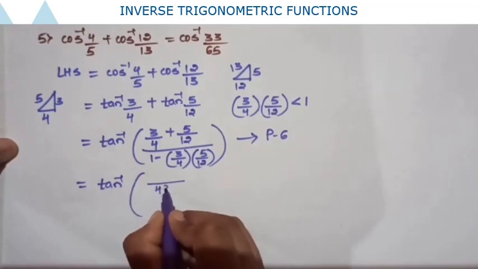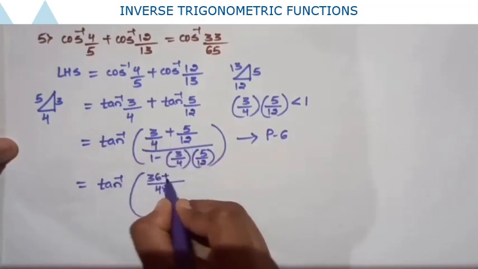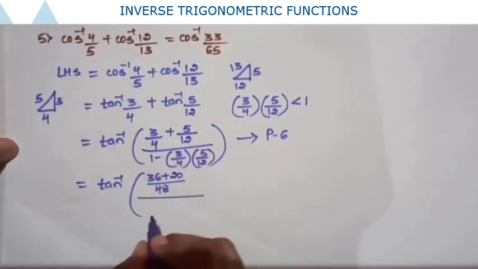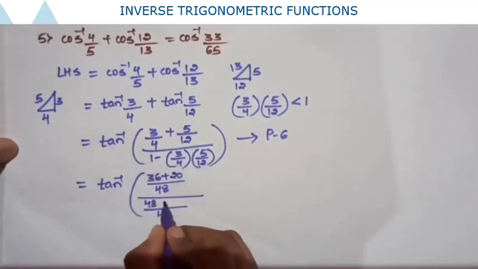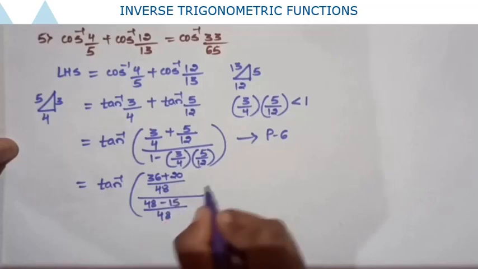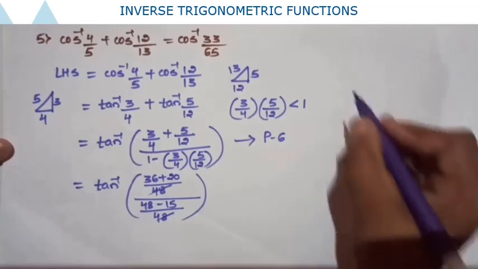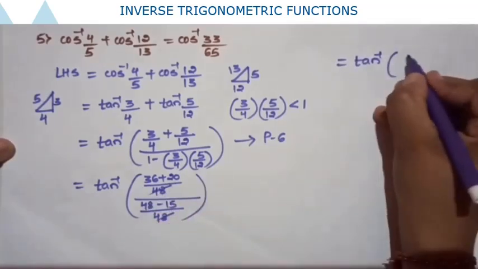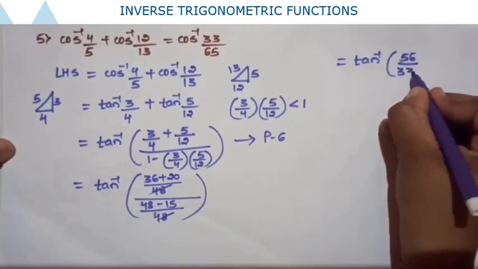Numerator LCM is 48, and this is multiplied with 12 and this becomes 36, and this is multiplied with 4 becomes 20, and whole divided by denominator LCM, which is also 48, and 12 into 4 here becomes 48 minus 5 into 3, 15. Okay, so therefore 48 gets cancelled, so that we have tan inverse of numerator 36 plus 20, that becomes 56, whole divided by 48 minus 15. 48 minus 15 becomes 33.